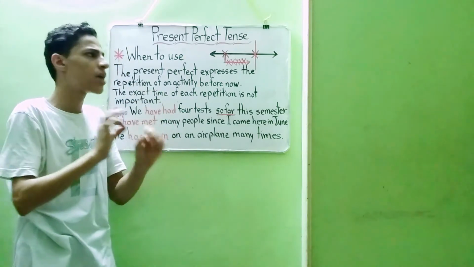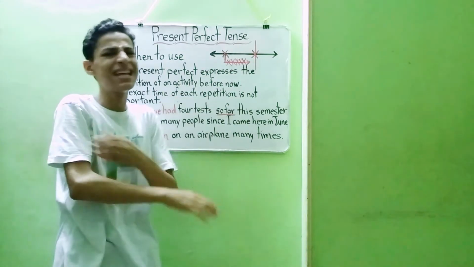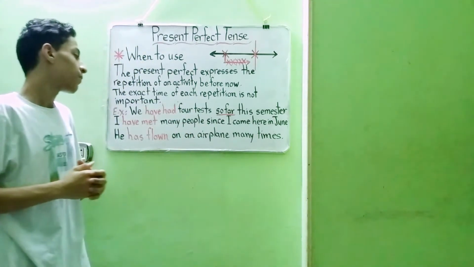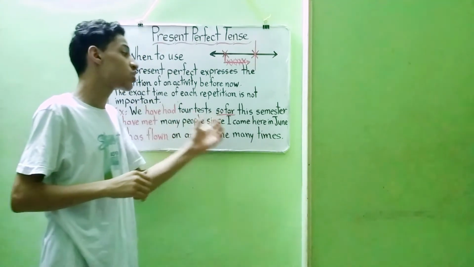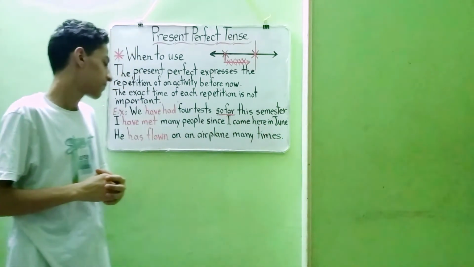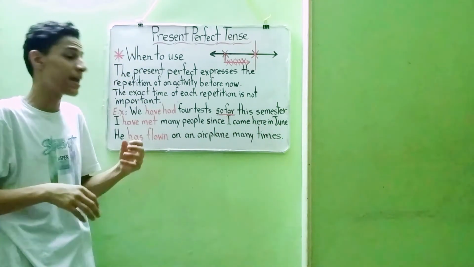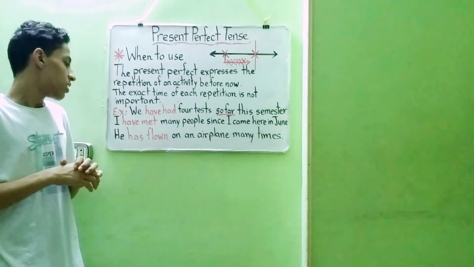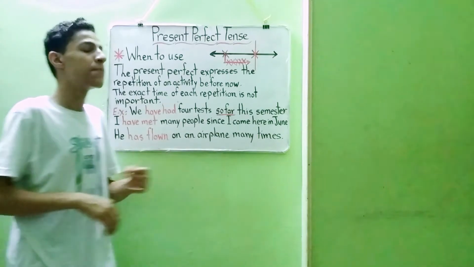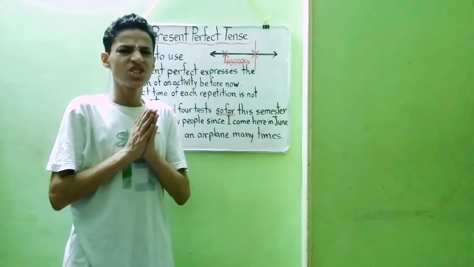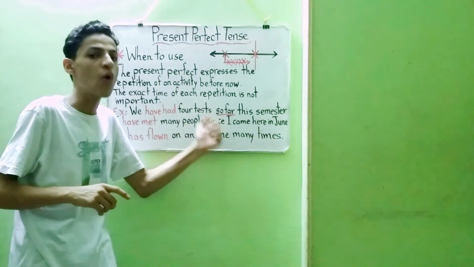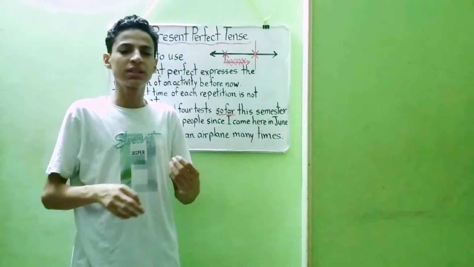The exact time of each repetition is not important, okay? So, for example, we have had 4 tests so far this semester. I have met many people since I came here in June. He has flown on an airplane many times. So notice in the first example, the adverb so far is used frequently with the present perfect.